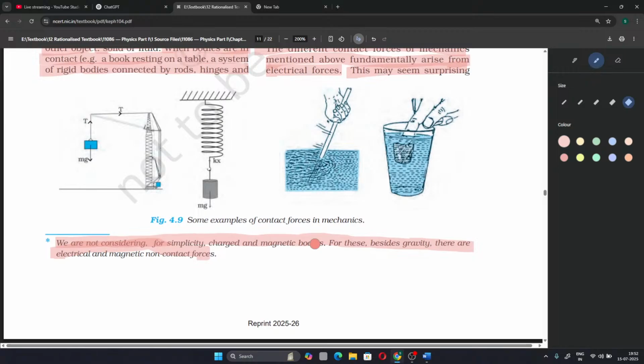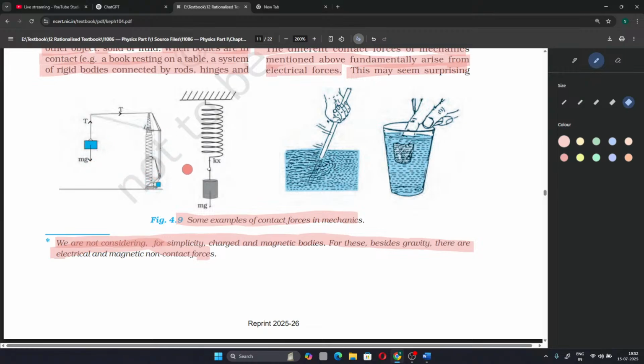Let's see our diagrams. We should not miss the diagrams here. These are some examples of contact forces in mechanics. This is a crane lifting. Here there is a tension in the crane's wires. This tension and this tension are equal. The force is due to gravitational force.